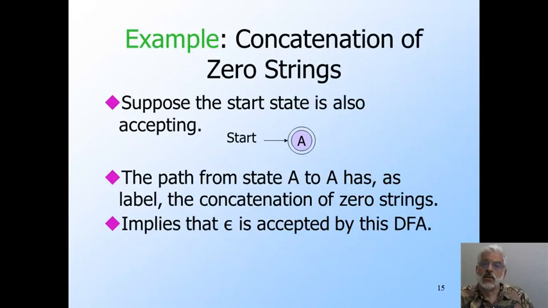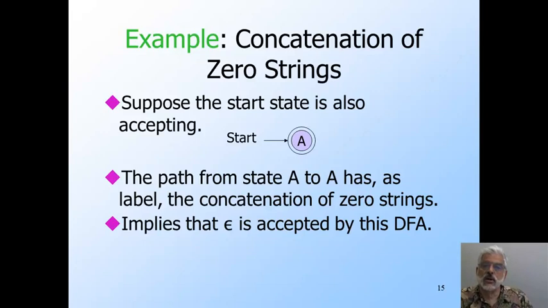As an example of why the convention for strings makes sense, look at an automaton where the start state is also an accepting state. This automaton has more to it, I just didn't draw it. There is a path from A to A that goes through no arcs. It is of length 0.